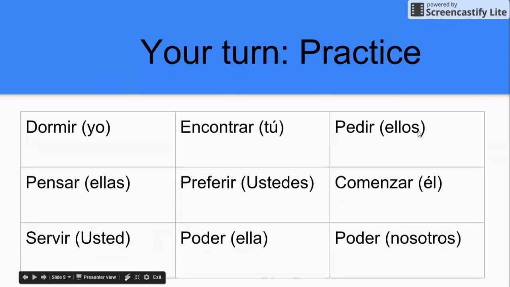Your turn for practice. In just a second, pause the video and see if you can come up with the appropriate present tense conjugations for all of these different types of verbs. Remember, you want to make sure that you have the right endings, but also consider if the verb needs a stem change. Go ahead and pause.